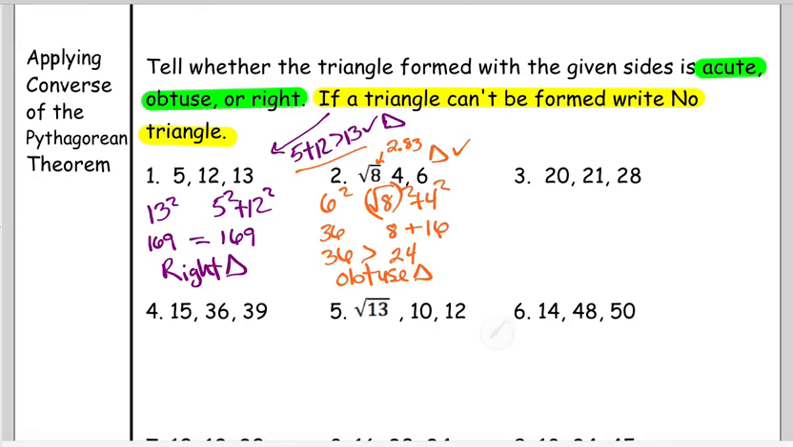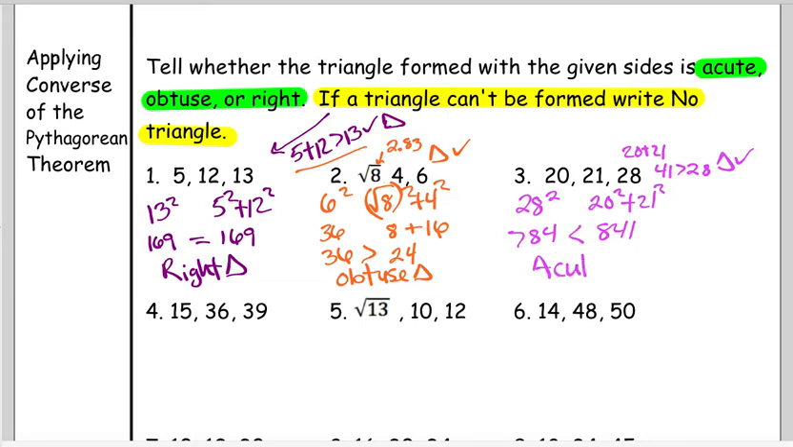Number 3, 20 plus 21 would give me 41. That is greater than 28. So yes, it makes a triangle. So now 28 is the C because it's the longest. So 28 squared, 20 squared, 21 squared there, plugging it into the converse of the Pythagorean theorem. On the left side, we get 784. On the right side, when we square these and add them together, we get 841. 784 is less than 841, so this is an acute triangle.